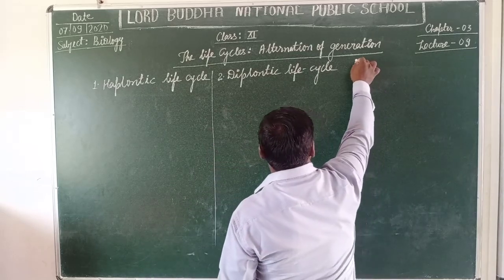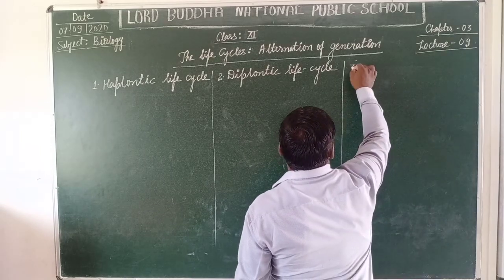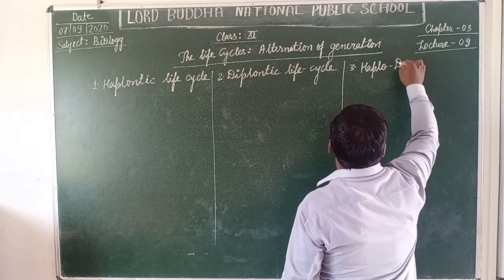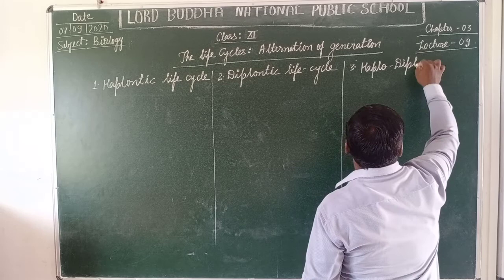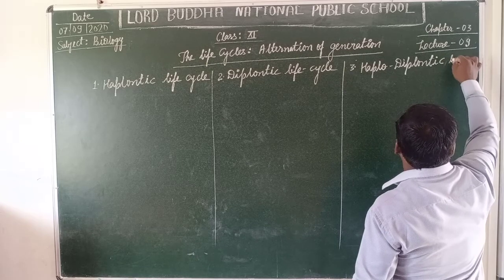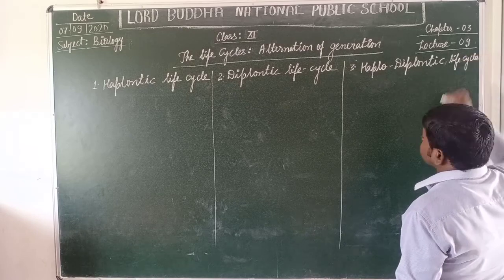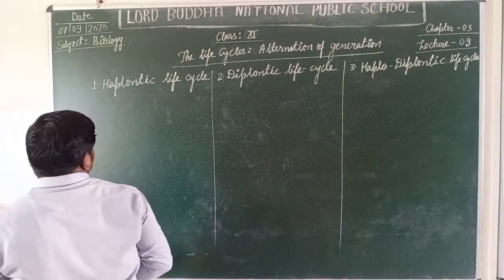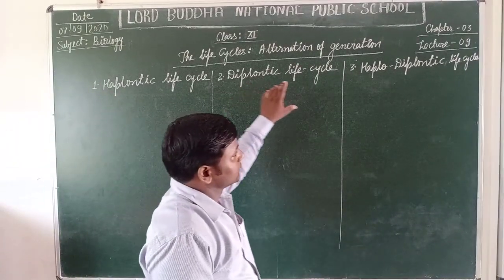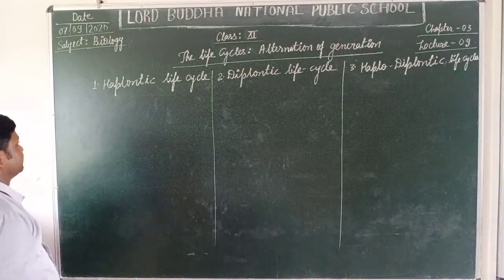And the third one is the haplodiplontic life cycle. First of all, here I am going to take the example of the life cycles in what kind of plants they take place.